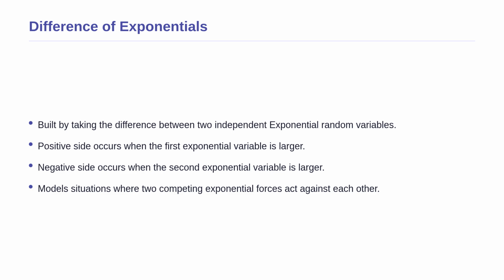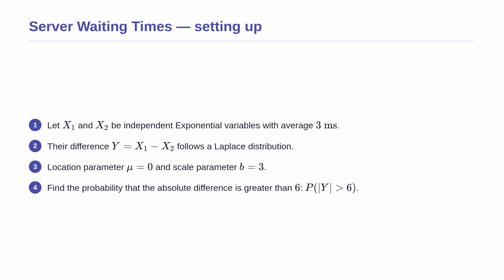If we take the difference between these two independent variables, the resulting value perfectly follows a Laplace distribution centered at 0. The positive side comes from the first variable being larger and the negative side from the second. This is exactly why it is often called the double exponential distribution. Let us look at another common scenario that uses this exact concept of competing exponential forces.